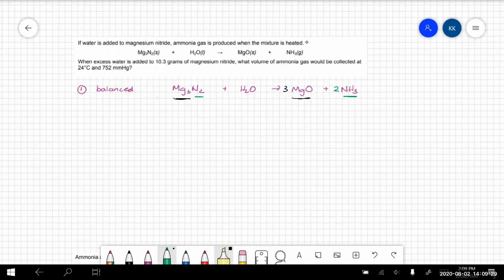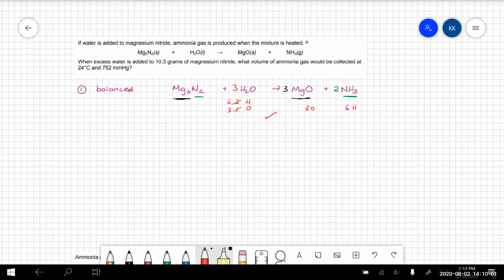Now it's time to look at the waters. I have 1 here. I've got 2 hydrogens and 1 oxygen. Here I've got 3 oxygens and I've got 6 hydrogens. So I can see here that what I'm going to need to do is multiply my water by 3. That's going to end up with 6 hydrogens and 3 oxygens, and now we are balanced.